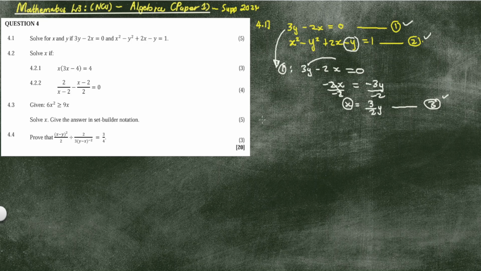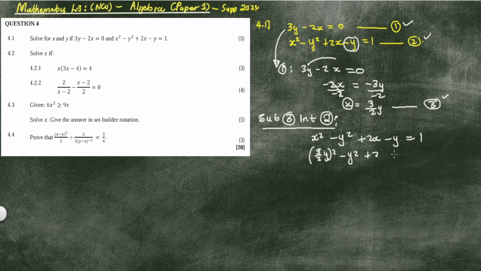This is equation 3. So we're going to take equation 3 and substitute it into equation number 2. So let's substitute the x. The second equation is x squared minus y squared plus 2x minus y equal to 1. Where there's x, I'm going to substitute 3 over 2y: (3 over 2y) squared minus y squared plus 2 times (3 over 2y) minus y equal to 1.